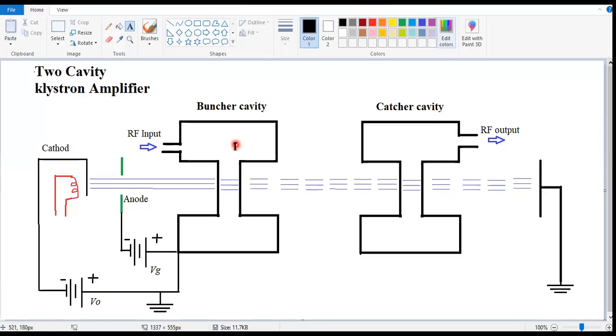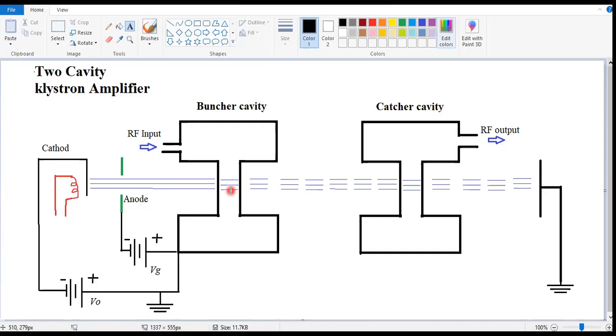If there is a negative half cycle, then there is a decrease in the velocity of the electron, and they come together and form a bunch. And if there is a zero voltage, then there is no change in the velocity of the electron. So a positive voltage increases the velocity and a negative voltage decreases the velocity, and so it forms a bunch. To understand this, you can use an analogy of traffic.